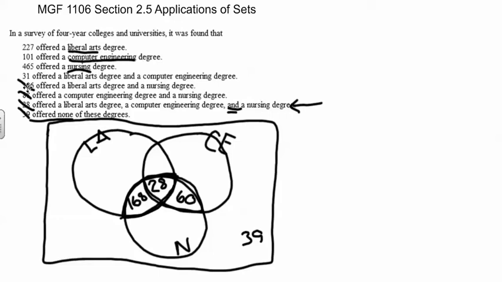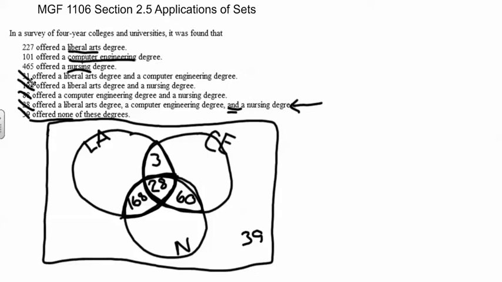31 colleges and universities offered a liberal arts degree and a computer engineering degree. So liberal arts and computer engineering, that's just like this vertical football. And we have 31 total, but we already have 28 of those accounted for, so there's only 3 colleges. That's 31 minus 28, which is 3, have a liberal arts and a computer engineering, but they're outside of the nursing circle. So 3 schools have liberal arts and computer engineering, but not nursing.